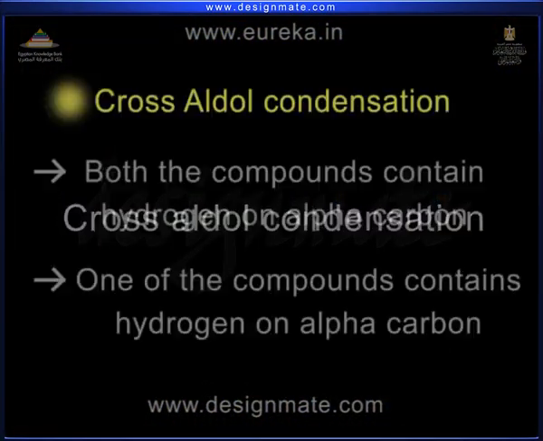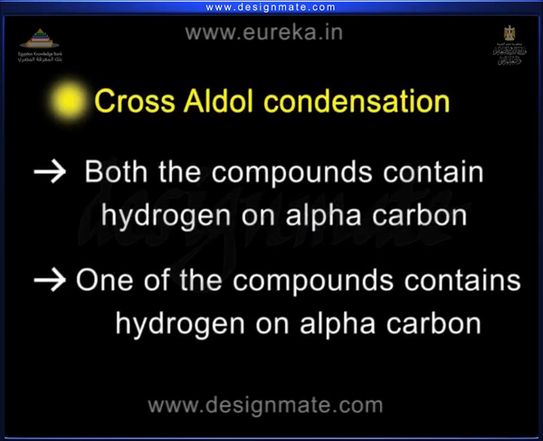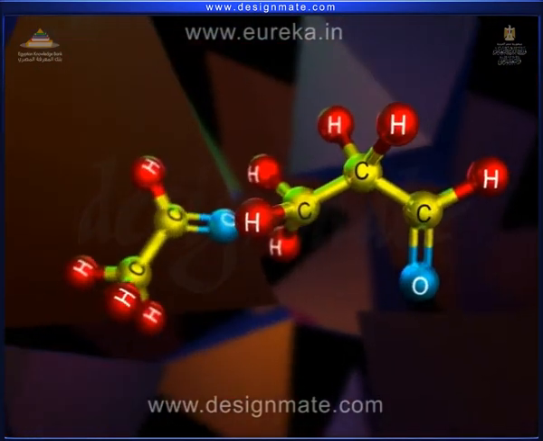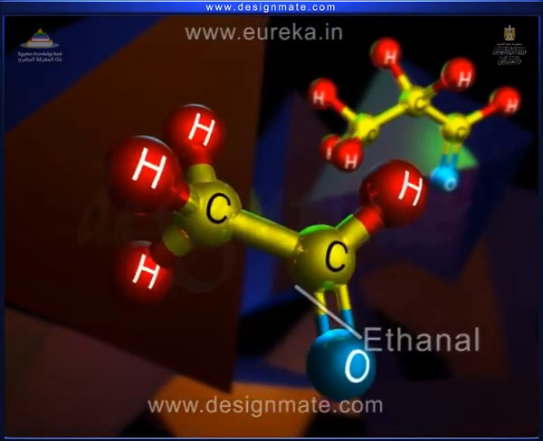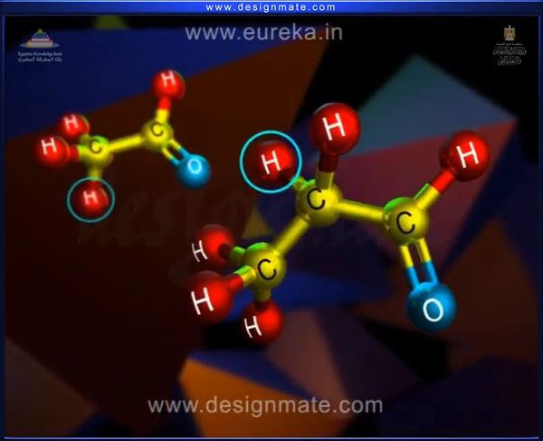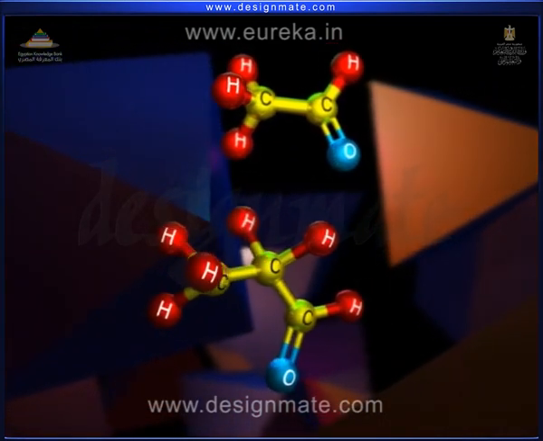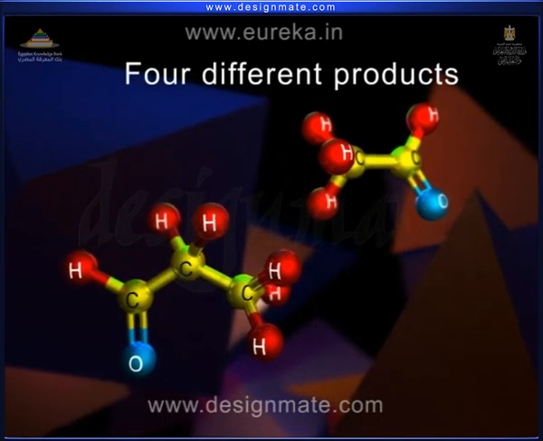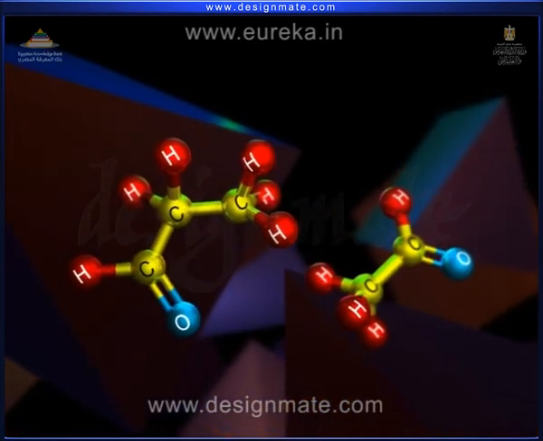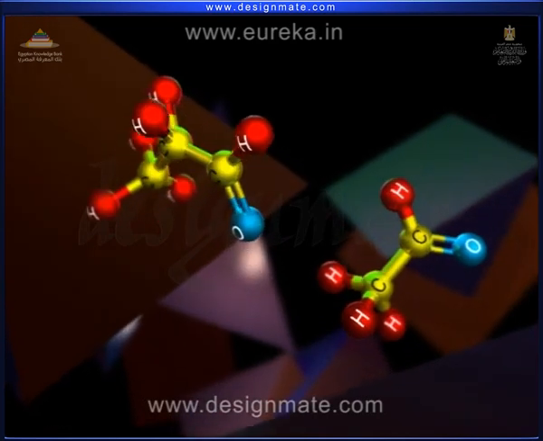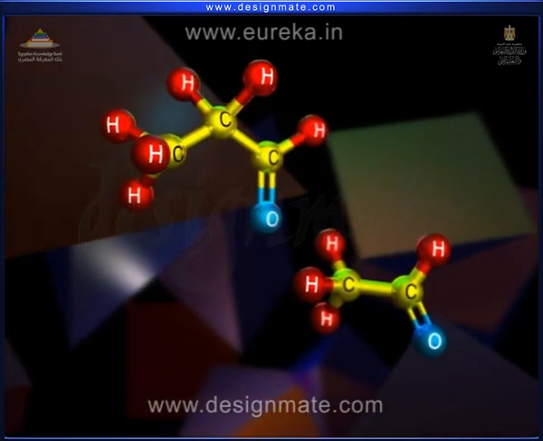Cross-aldol condensation. Cross-aldol condensation reaction can be further classified into two types. In the first type, both compounds contain hydrogen on alpha carbon of the carbonyl group. For example, consider a reaction between two aldehydes, ethanol and propanol, each having hydrogen attached to alpha carbon of the carbonyl group. By this reaction, we get a mixture of 4 different products, out of which 2 products are of self-aldol condensation and 2 are of cross-aldol condensation.